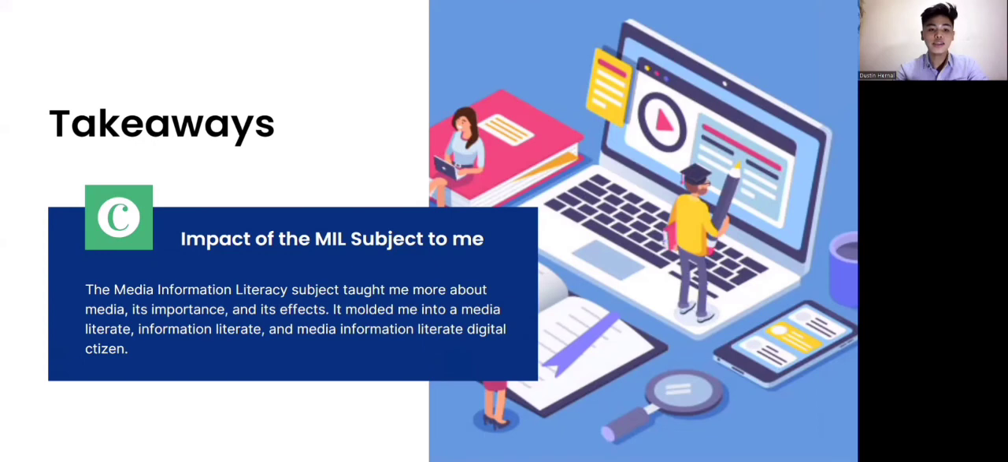Letter C is the impact of the MIL subject on me. The Media Information Literacy subject taught me more about media, its importance, and its effects. It molded me into a media literate, information literate, and media information literate digital citizen.